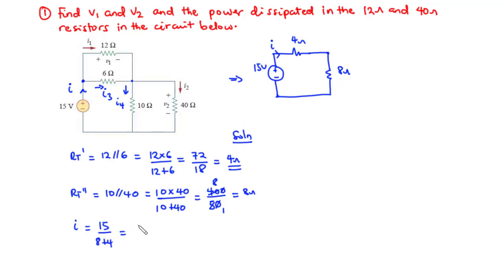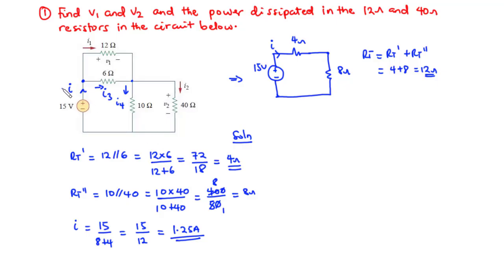so that's 15 divided by 12, and that's equal to 1.25 amperes. So we have RT, which is the total resistance, to be RT prime plus RT double prime, and that is equal to 4 plus 8 equals 12 ohms. So this is that 12 ohms. So we have the total current I to be 1.25 amperes.